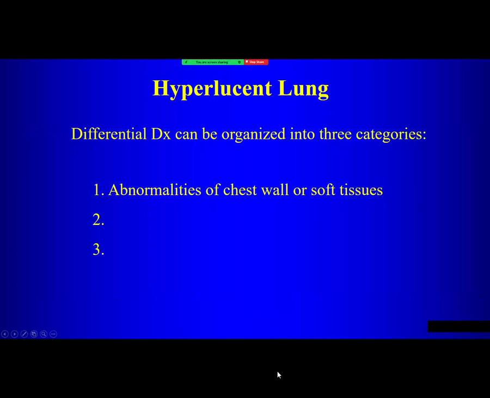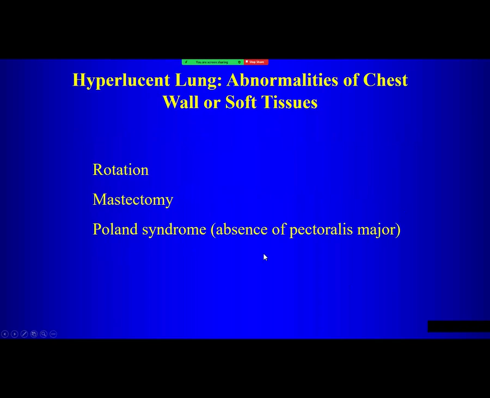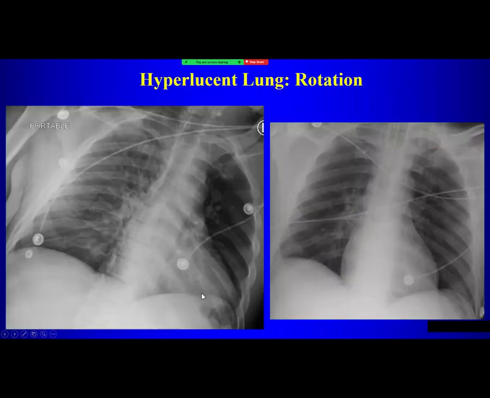So the differential diagnosis for hyperlucent lung is organized into three categories. And the first category is abnormalities of the chest wall or the soft tissues. So that can be from rotation, from mastectomy, or Poland syndrome, which is congenital absence of the pectoralis muscle. Here's an example from rotation. So this patient is rotated left posterior oblique. What that tends to do is bring the soft tissues over the right chest, which makes it look somewhat more opaque. Removing the overlying soft tissue from the left breast makes that look more lucent.